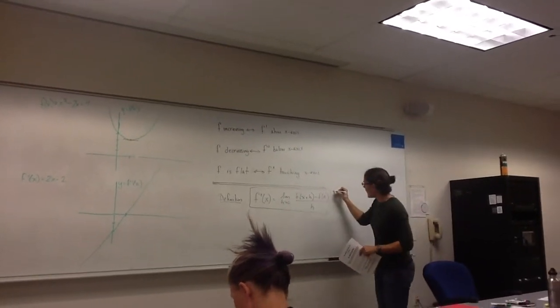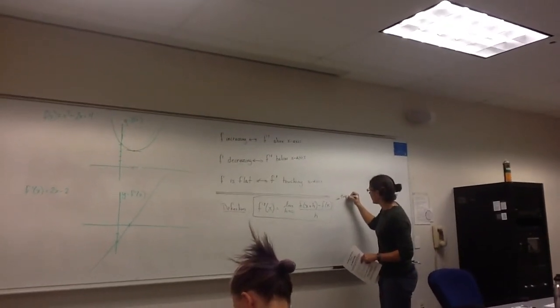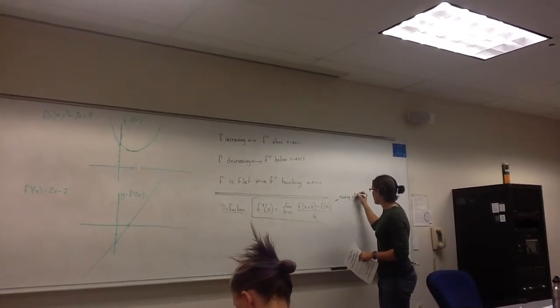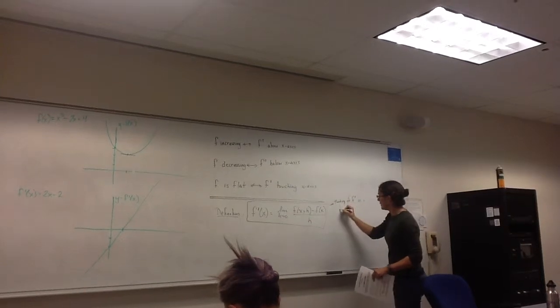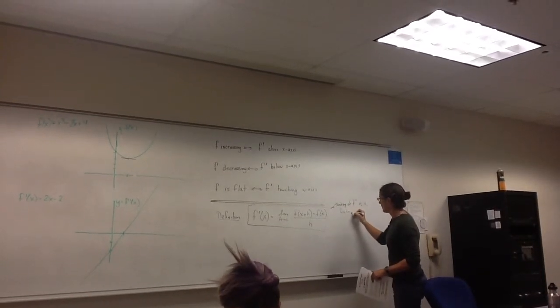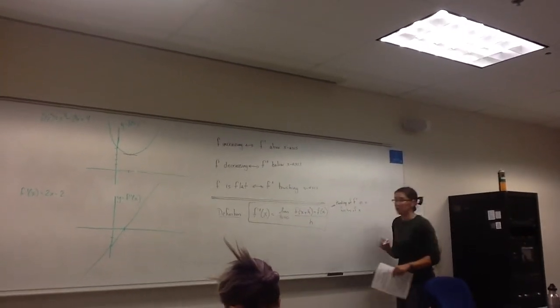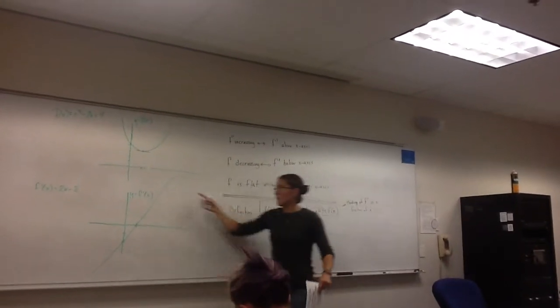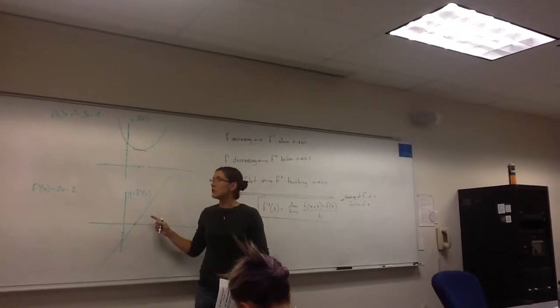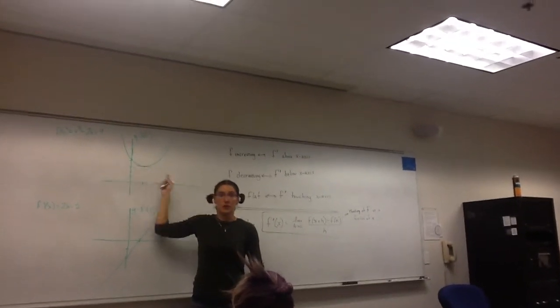So the little thought bubble on here is we are thinking of f prime as a function of x. And so we have an entire graph that corresponds to f prime, and that graph is related to the graph of our original function f.